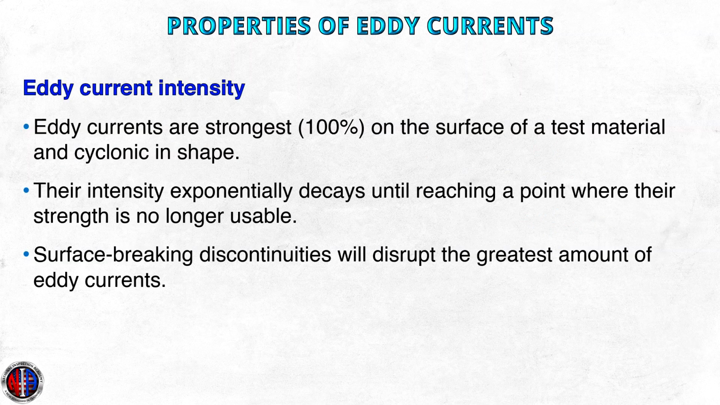Eddy current intensity. Eddy currents are strongest on the surface of a test material and are also cyclonic in shape. Their intensity exponentially decays until reaching a point where their strength is no longer usable. Surface breaking discontinuities will disrupt the greatest amount of eddy currents.